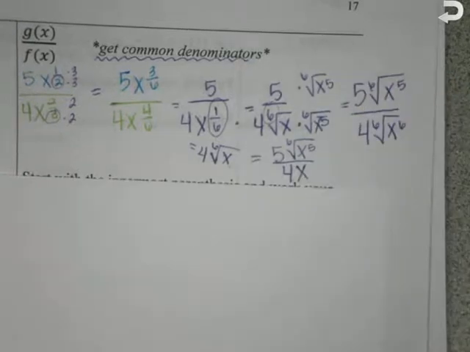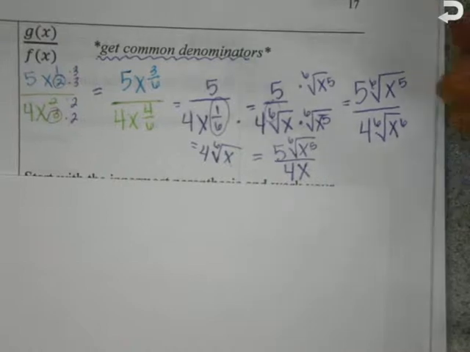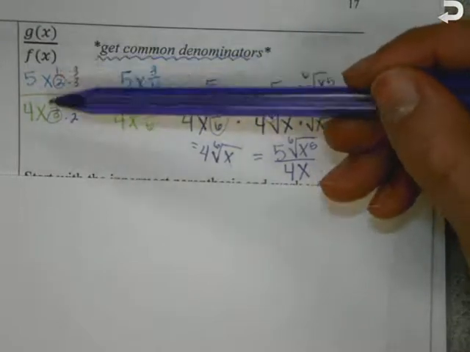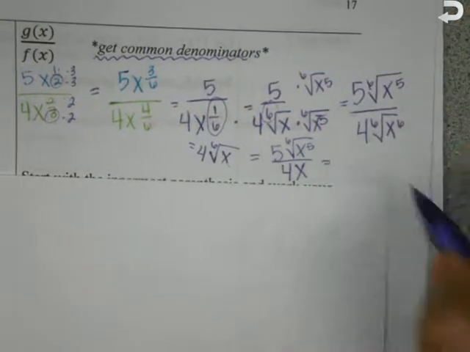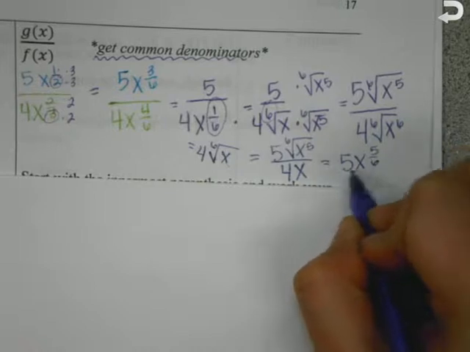You could leave this as your answer, but because our original functions were given with fractions in the exponent, we probably want to rewrite it. So this is going to be 5x to the 5 over 6, all over 4x.